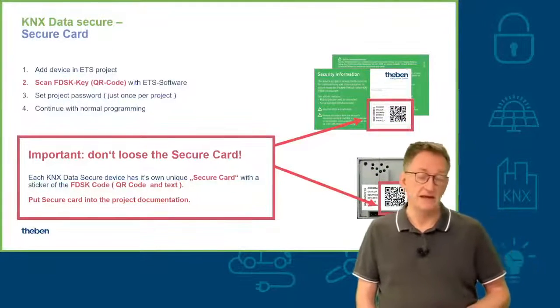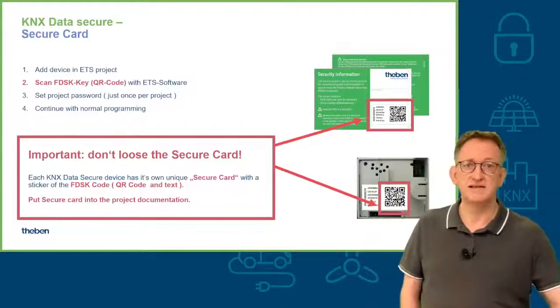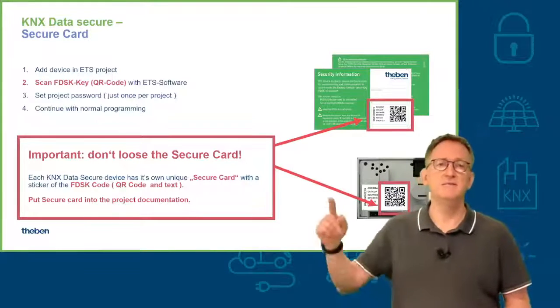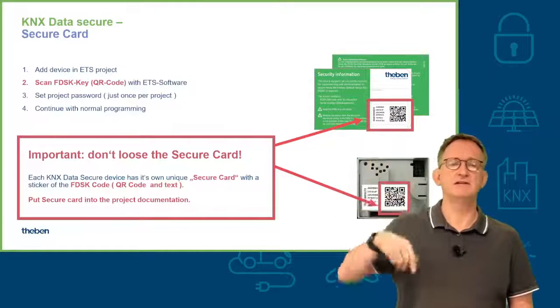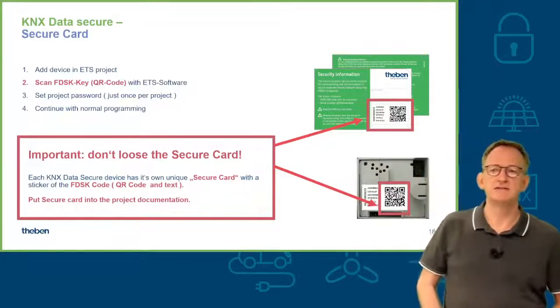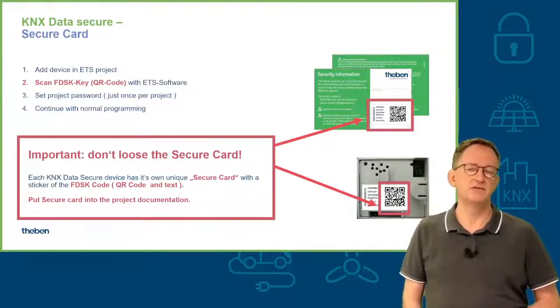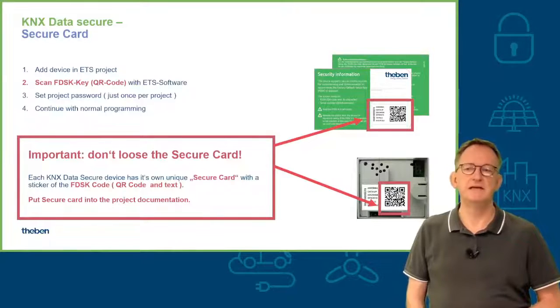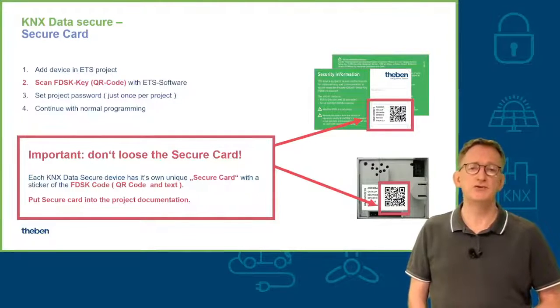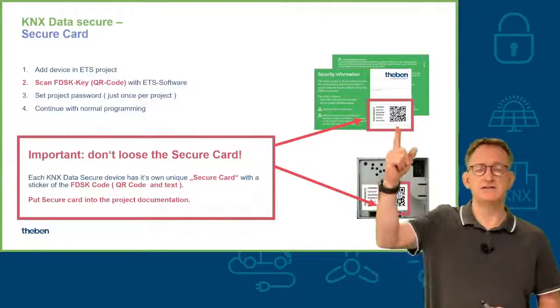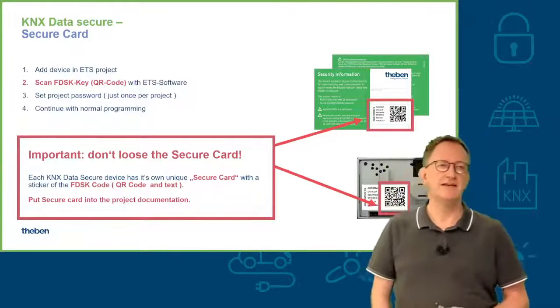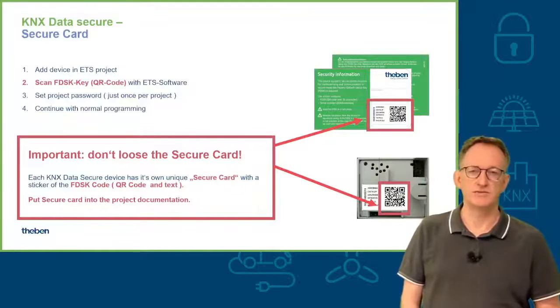Each device has its own secure card, as you can see here, with a sticker on it, with the QR code, but also with the text of that code, the FDSK. This code is definitely needed to add the device to the ETS, and please ensure that this card and this sticker find their way into the project documentation.